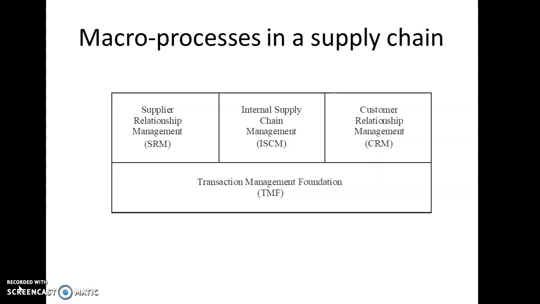So, TMF, Transaction Management Foundation, is the most essential part of IT framework in a supply chain management system, because the efficiency of the three macro processes: CRM, ISCM, and SRM, and the total effectiveness of IT framework in a supply chain relies on TMF only.